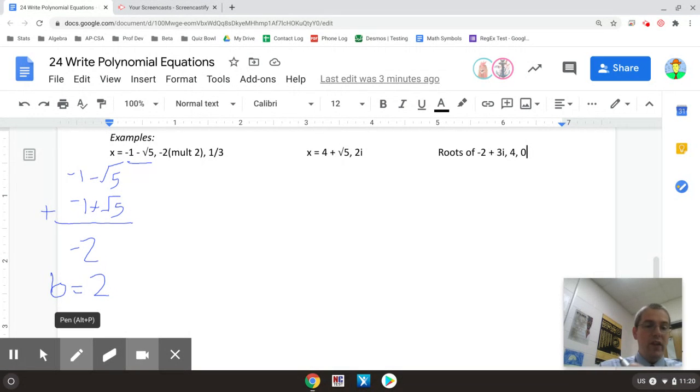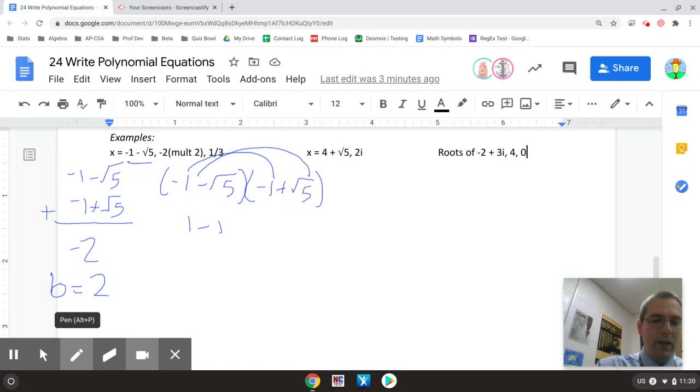Now when I'm looking for C, I'm going to take those same roots and I'm going to multiply them. Technically when you multiply them, you should multiply out using the FOIL method, so I'm going to show you what happens when I try using the FOIL method. I do -1 times -1, which is +1. Then I have -1 times the square root of 5, which is -1 square root of 5. Then when I multiply a negative square root of 5 through, a negative times a negative is +1 square root of 5. And then negative square root of 5 times positive square root of 5 is negative square root of 25.